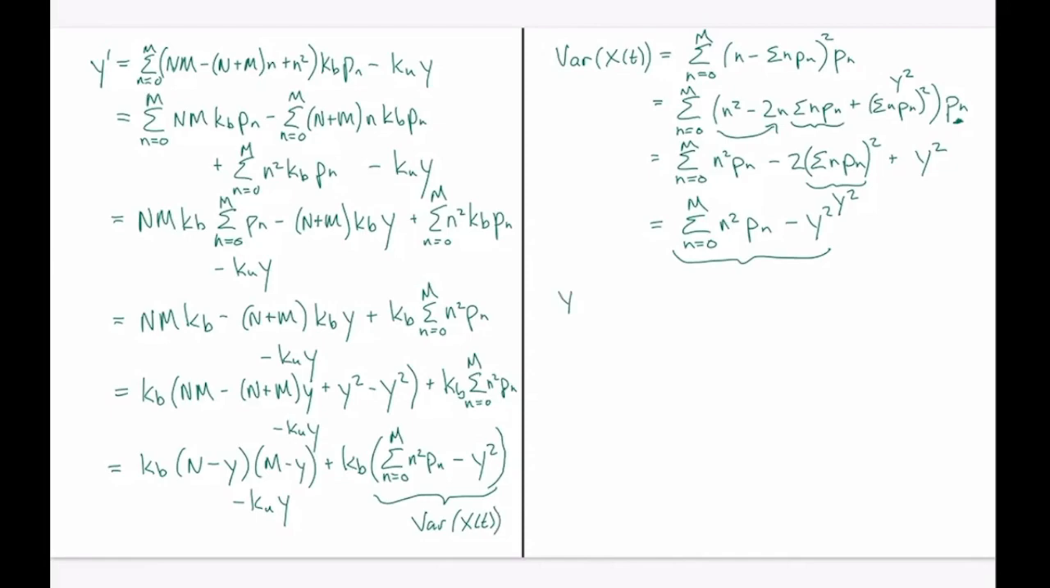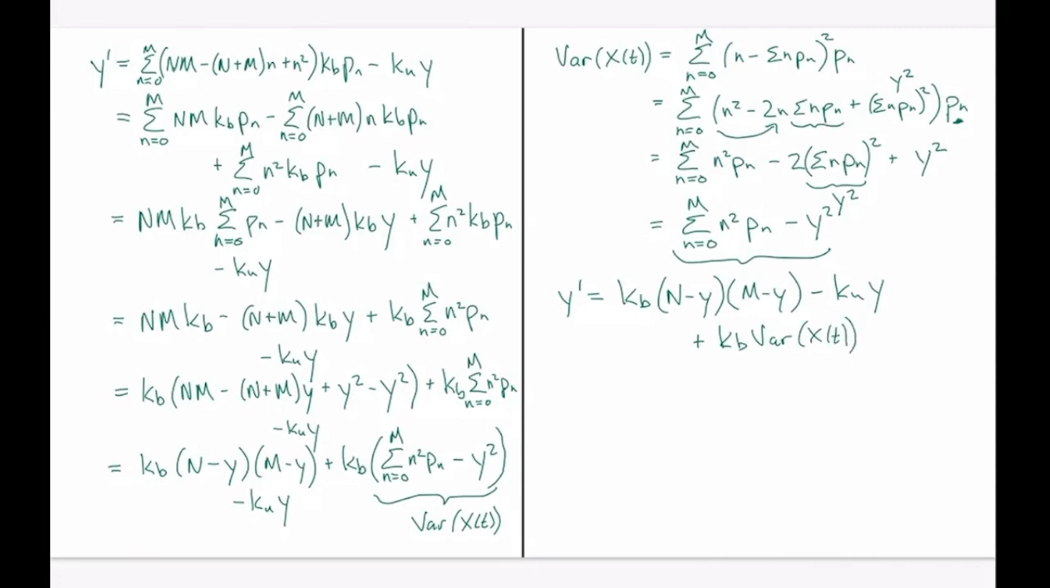So what we have is that the derivative of the expected value is equal to Kb times the number of A molecules times the number of B molecules, minus Ku times the number of C molecules, plus Kb times the variance of x of t.